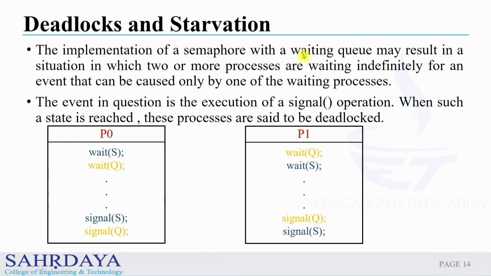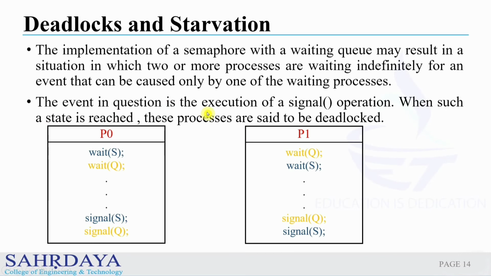That is, when we have introduced the concept of waiting queue, there can be situations in which two or more processes are waiting indefinitely for an event. That means when two processes are waiting indefinitely for the same event to occur, but it can only be solved when one of the waiting processes is executed, then in that situation there comes a condition called deadlock. That means when two processes are waiting for the same event to occur, but only one process can execute further and resolve the problem. But in situations where both the processes are waiting indefinitely and nothing occurs further, this condition is known as deadlock.